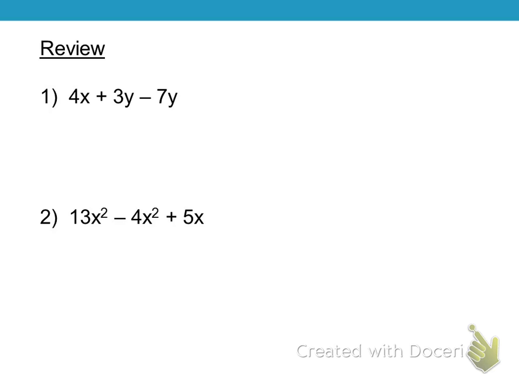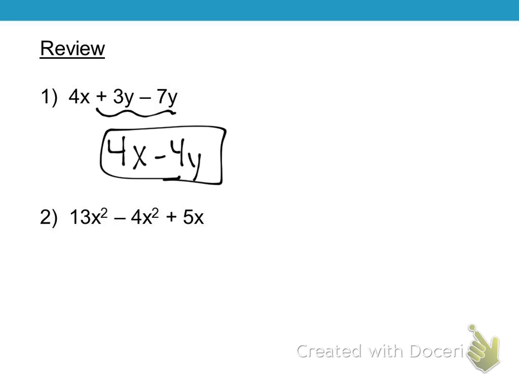Okay, so a quick review. How would I do something like this? So why do I only put y's with y's? It's just the rule. Those are like terms. You can only add or subtract like terms. So what is 3y minus 7y? Minus 4y. Good.